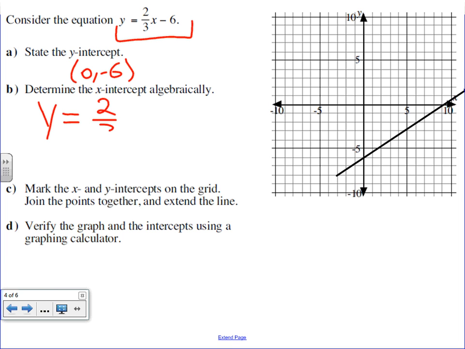Do you switch x to be equal to 0? Or what do you switch to equal 0, Taylor? Y. Y is equal to 0 to find the x-intercept. That would be considered algebraically. So solving it out is algebra. So set y equal to 0, and then solve it from there.